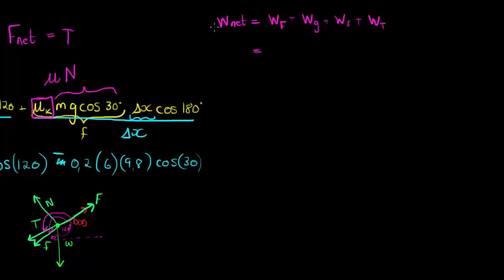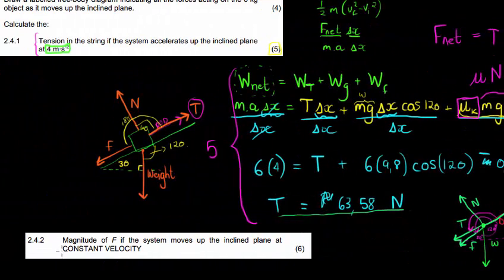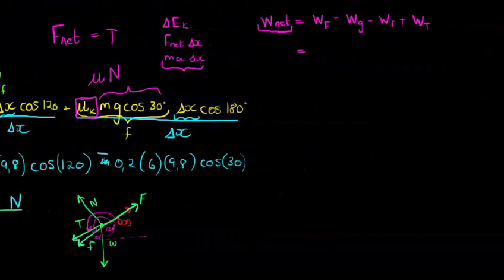Now, again, I've got 3 options for my net work done. Which one would you say? Should we use the changing kinetic energies formula? Net force times delta x, or mass times acceleration times delta x? Acceleration. Why would you use this one? We're still given the acceleration. What is the acceleration? If you use 4 meters. No. Read. Oh, constant velocity. Constant velocity. Acceleration is? 0.